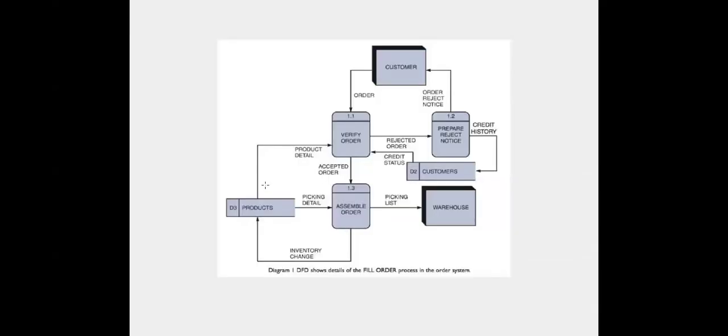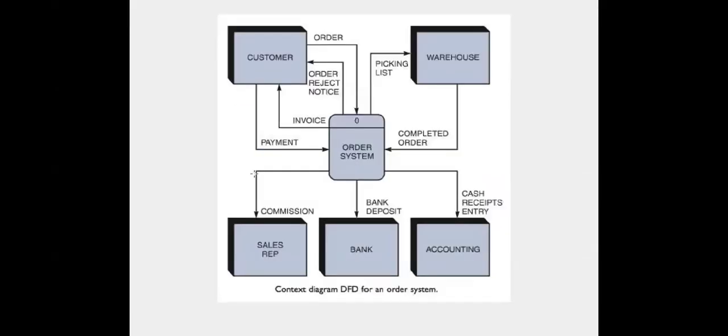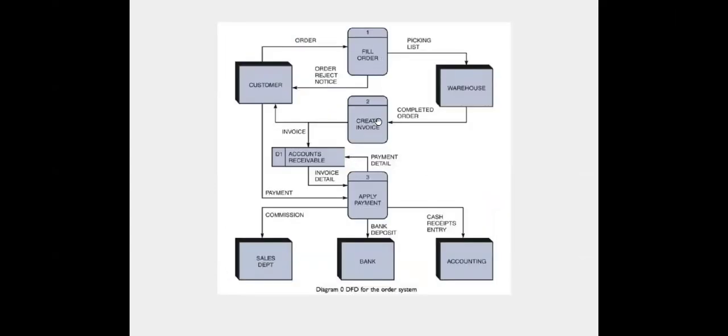If you want to go into more detail, for example in our order system, the order system is broken down into three sub-processes: fill order, create invoice, and payment.